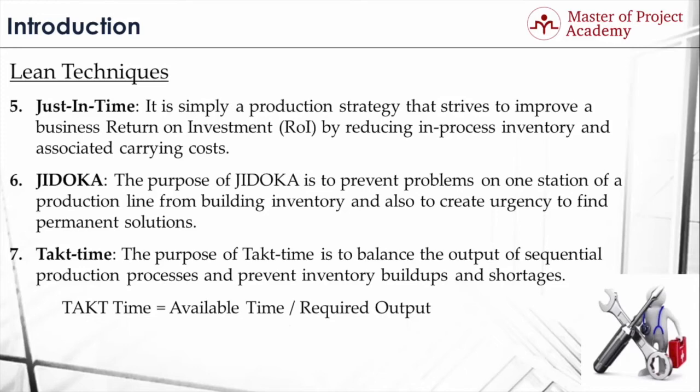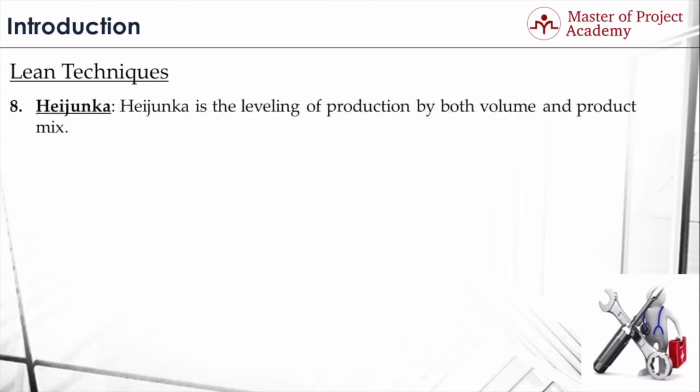8. Heijunka. Heijunka is the leveling of production by both volume and product mix. This system does not build products according to the actual flow of customer orders. Heijunka takes the total volume of orders in a period and levels them out so the same amount and mix are being made each day. It means production leveling and smoothing. It is a technique to reduce waste, which occurs due to fluctuating customer demand.